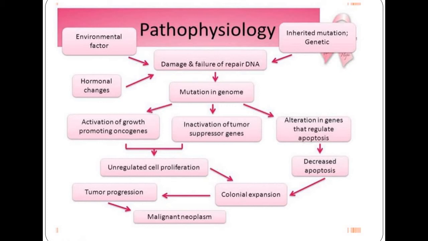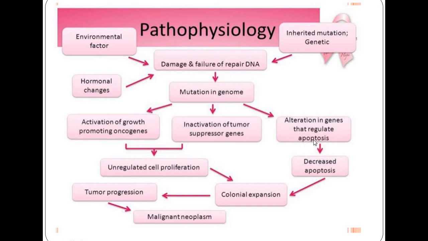Then you have the inactivation of the tumor suppressor gene. Tumor suppressor genes help in the prevention of cancer. They are like a brake for the cell cycle. These tumor suppressor genes are supposed to be in an active state, but due to mutation in the genome, they may get inactivated. Once inactivated, there is no more brake system for the cell cycle, and the cell will keep on multiplying.